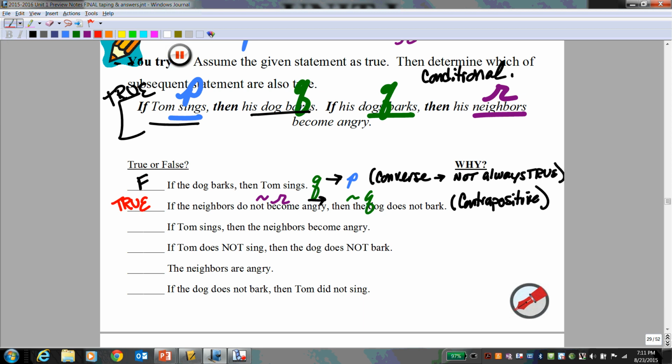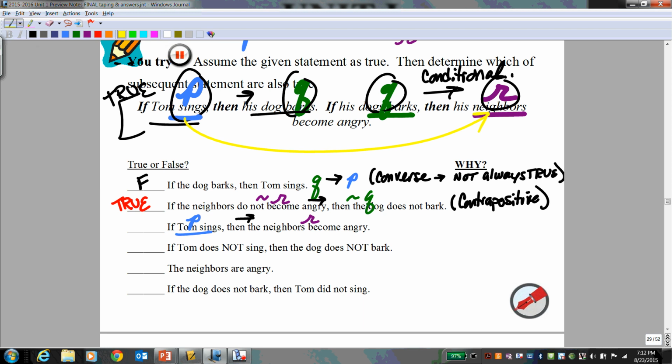If Tom sings and the neighbors become angry, let's boil this down to a letter. Tom sings is our P statement. Neighbors become angry is our R statement. Look what's going on here. If P, then Q. If Q, then R, and this is connecting P to R. This is the syllogism, and that is going to be a true statement.